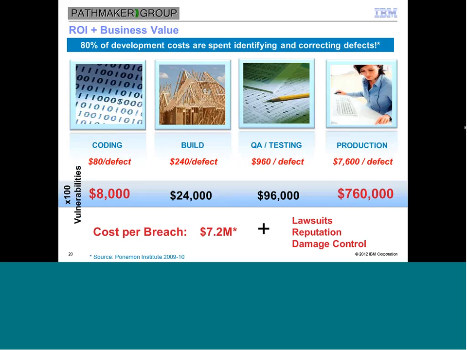The cost of the defect, if I find it in coding, is essentially $80 versus $7,600 in production. So we can literally do scans on your apps, and we can start using these calculations. Well, what if we found this in the coding stage? For instance, if we had 100 vulnerabilities in your apps, and we found them earlier, we'd essentially save you $760,000.